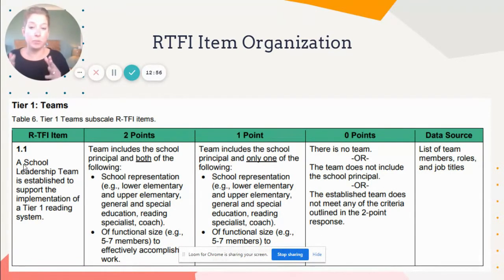So if you have that in place, you'd have 2 points, and that means teams include the school principal and both of the following: school representation, and it is a functional size, 5 to 7 members, to effectively accomplish work. Give you a moment to read the rest.